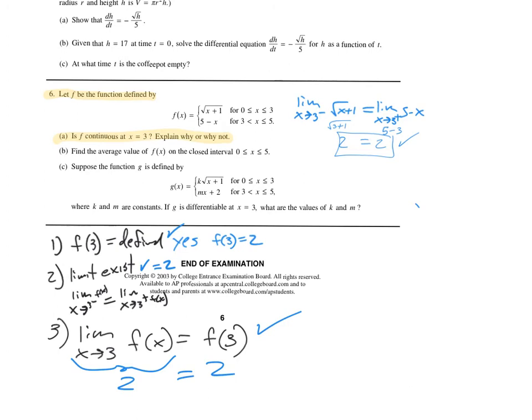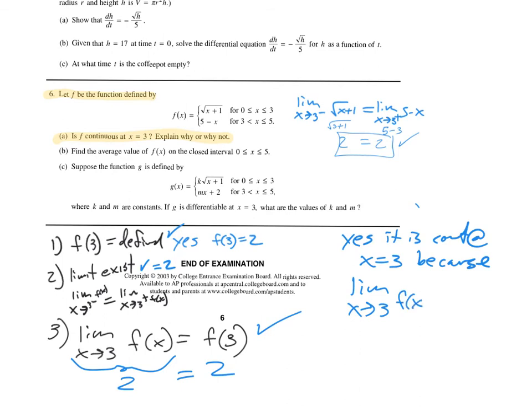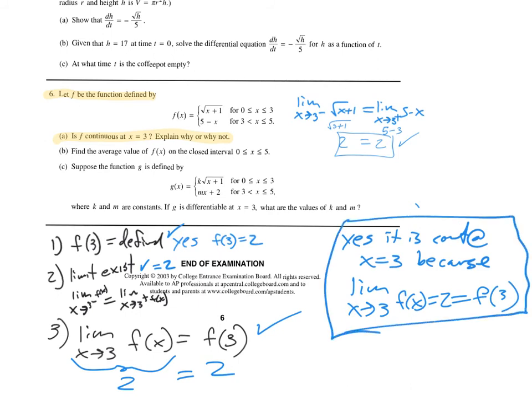So if I was to write all this out, I would say something like, is this continuous? Yes, it is continuous at x equals 3 because, and I would just write this, the limit as x approaches 3 of f of x equals 2, which is also equal to f of 3. That would be my official answer.